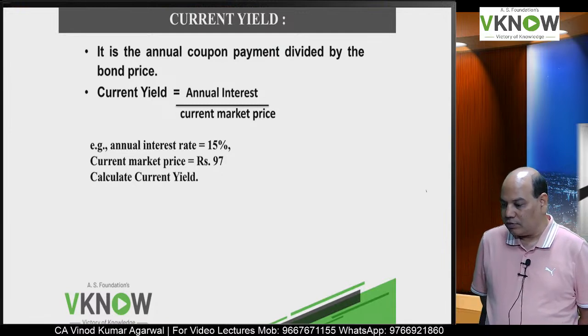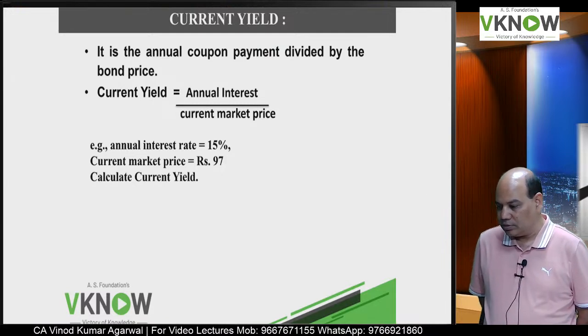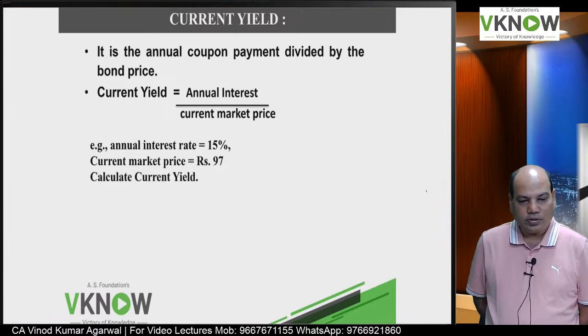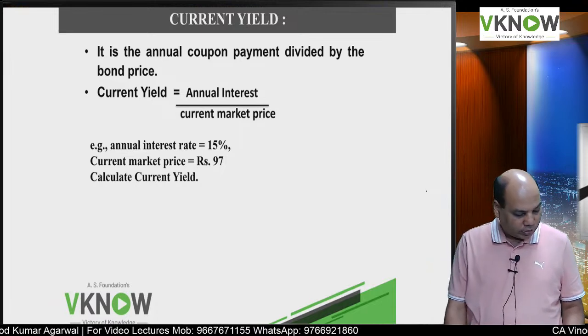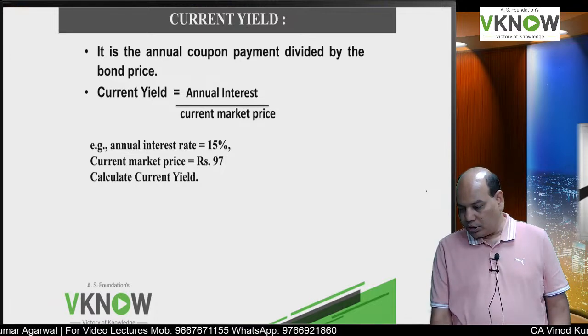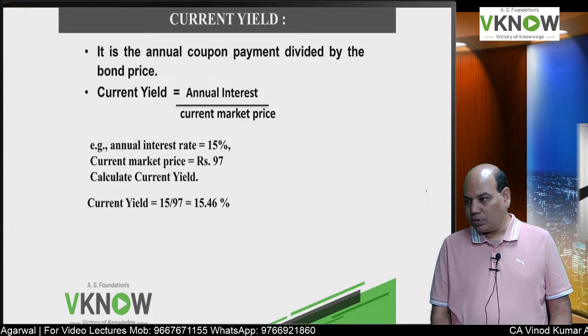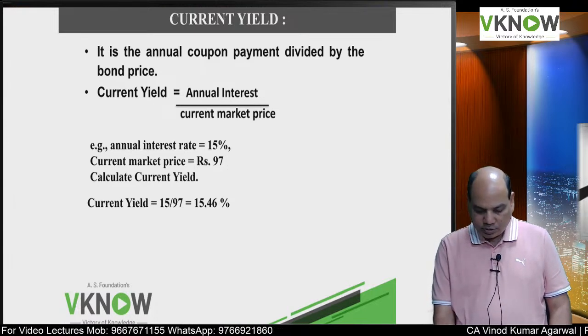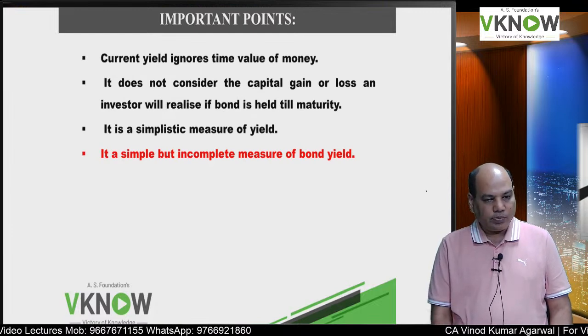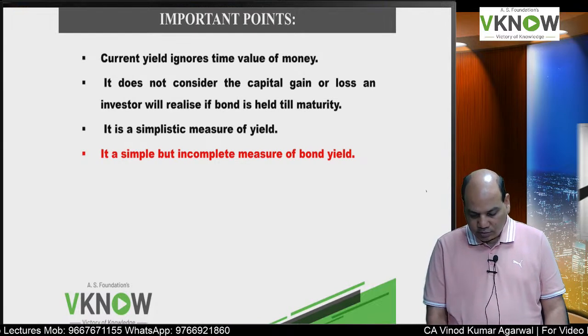The example is printed. Annual interest rate is 15%. Current market price is 97. What is the current yield? So what will be the answer of this question? 15 rupees divided by 97 rupees, that is 15.46%. So that is how we compute the current yield.